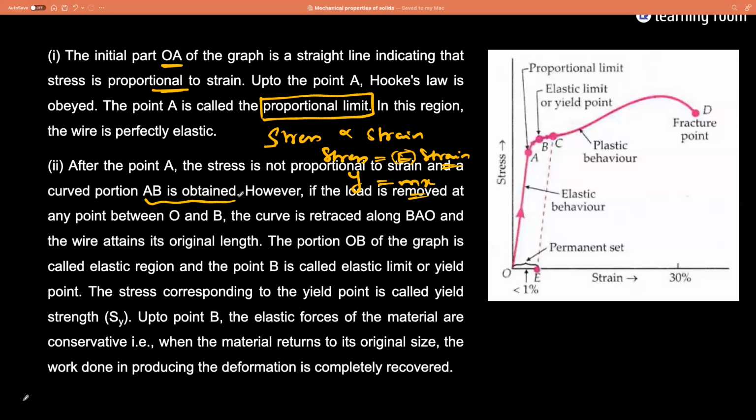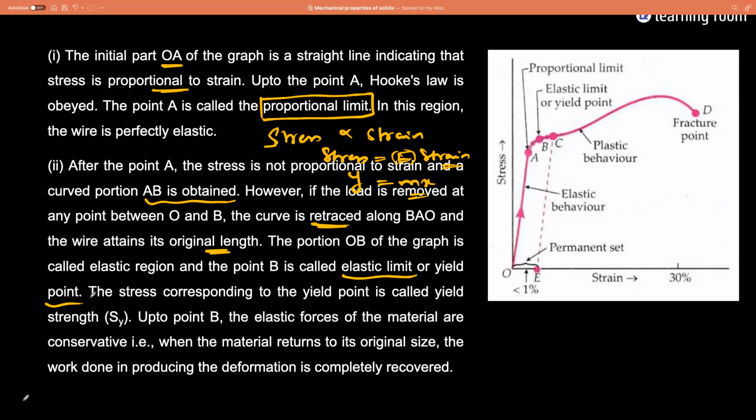Okay, so that is what they're saying. The curve is retraced along BAO and the wire attains its original length, but I cannot say it is perfectly elastic because it's not obeying Hooke's law, right? So it attains its original length. The portion OB of the graph is called the elastic region. Then what is the point B called? It's called the elastic limit or yield point. Why is it called the elastic limit? Because the curve is getting retraced along the same path in which it got carried forward.